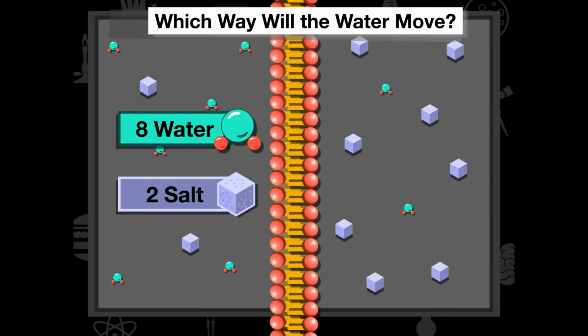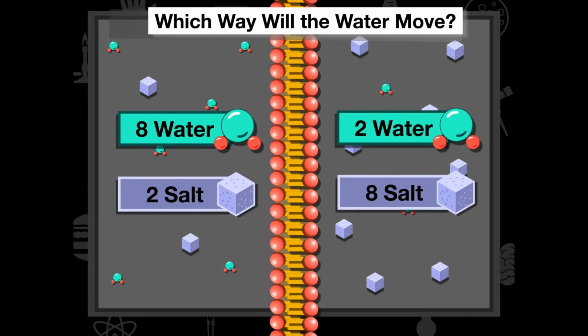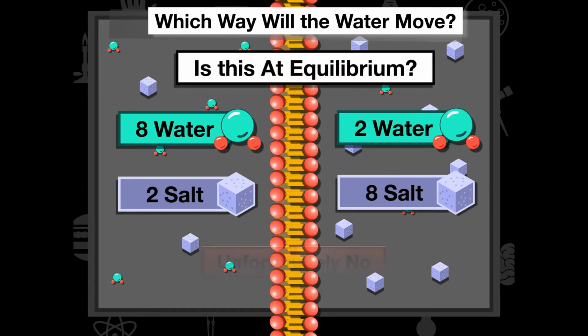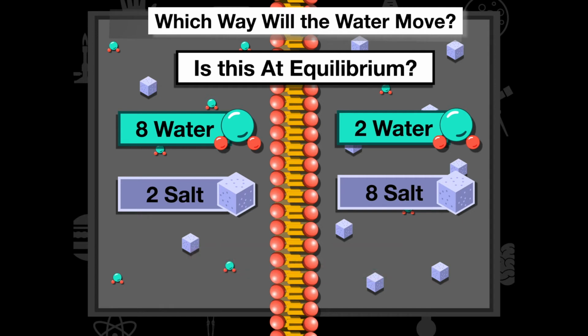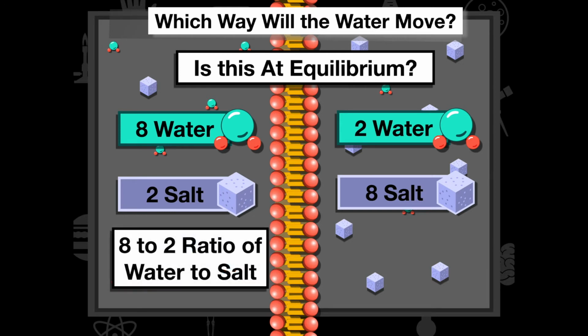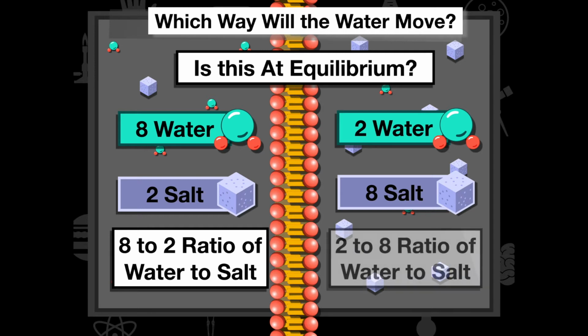We have 2 water molecules on this side, and 1, 2, 3, 4, 5, 6, 7, and 8 salt particles. So 8 versus 2 and 2 versus 8. So what we can see is, is this at equilibrium? And we can see the ratio here. So is this at equilibrium? No, it is not. What do we have to do to achieve equilibrium? Let's go through and look at the ratio here. On this side, I have an 8:2 ratio of water to salt. And on this side, I have a 2:8 ratio of water to salt.